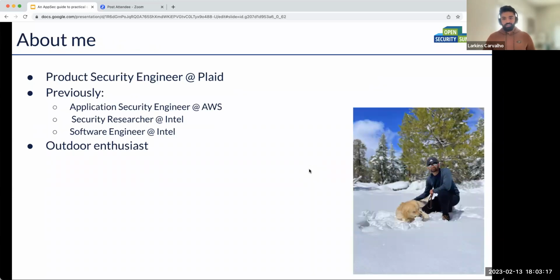A little bit about me. Currently, I'm a product security engineer at Plaid. Plaid is enabling all companies to build fintech solutions. We are at the forefront of enabling financial freedom for all. Previously at AWS, I was an application security engineer securing S3 and new emerging services. Even before that, I started my career at Intel as a software engineering intern, contributing to Intel's open source security services, and transitioned to a security researcher role. I am an outdoor enthusiast. In my free time, I enjoy hiking, biking, and camping with my family. And as you can see in this picture, that's my dog, Tahoe, having fun in Desolation Wilderness.